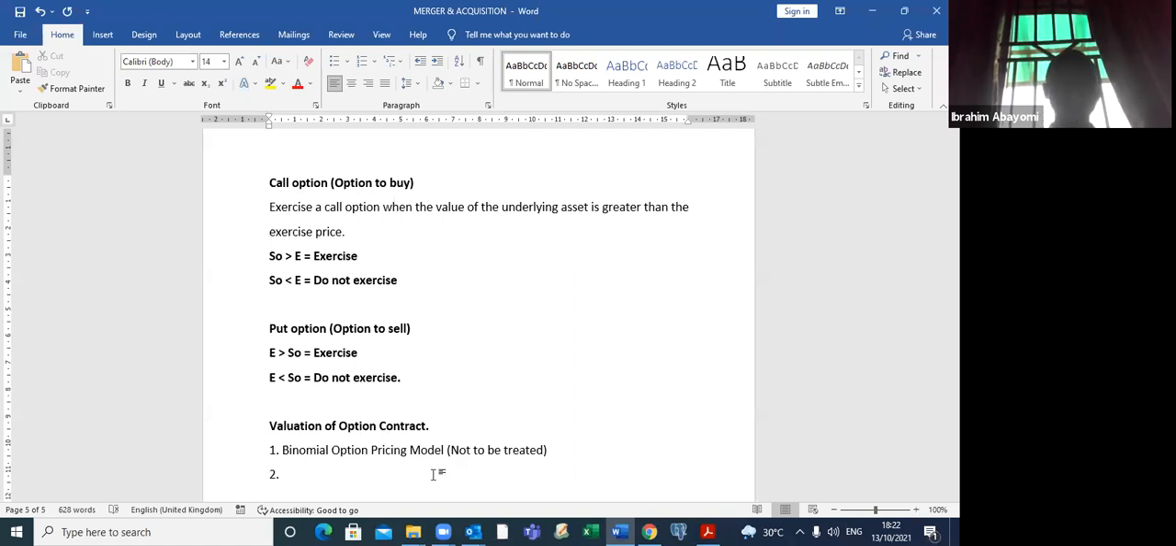The second one, which is the most important, is the Black-Scholes option pricing model.